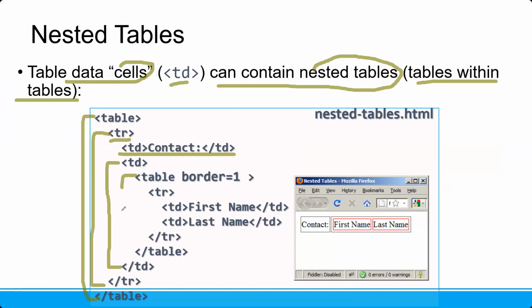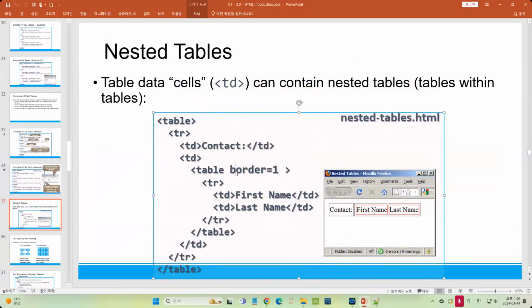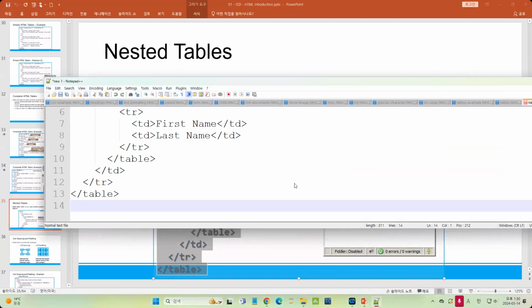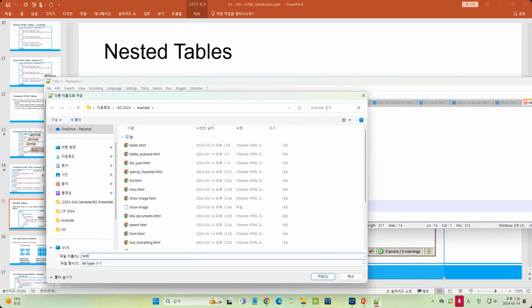So this is a table, and in this table there is one row, and this row has two data. The result would be something like this one. You can try with this one. Nested table.